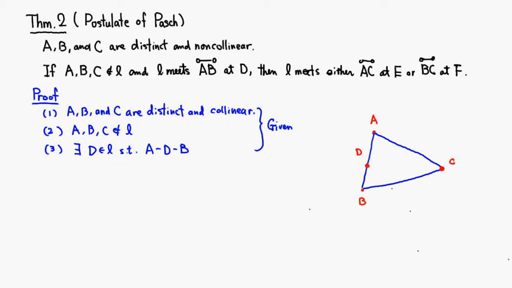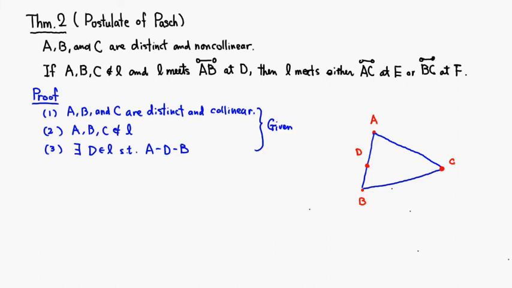All right, let's look at theorem number 2, the postulate of Pasch. It says that A, B, and C are distinct and non-collinear points, so that we can form a triangle. If A, B, C are not on the line L, and line L meets open segment AB at some point D, then we know that L has to meet either open segment AC at some point E or open segment BC at some point F, right?